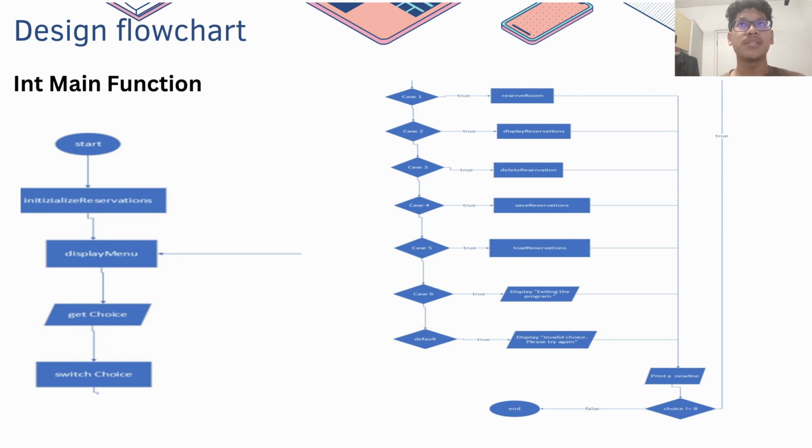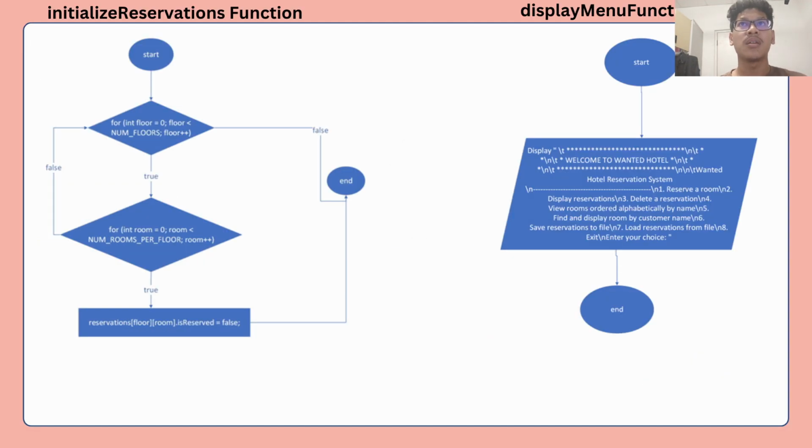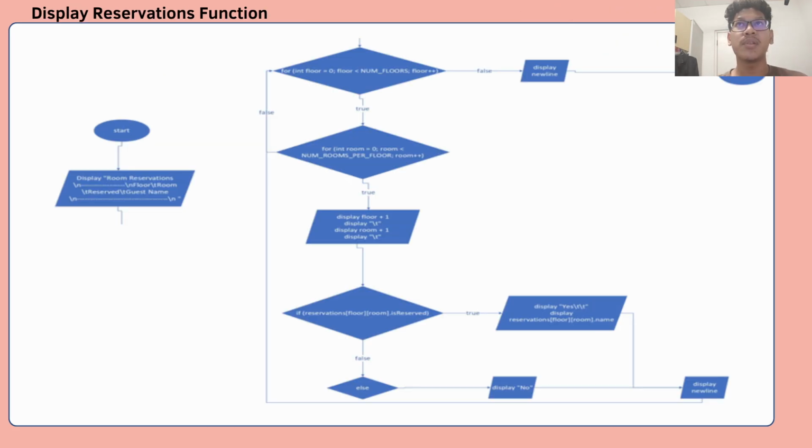So the first function that the user could choose is the initialize function. For the initialize function, we start, and we have 2 loops inside it. Both of them are for loops. The display menu function is used only to display the introduction table in the output. And then for the display reservation function, we have 2 for loops and one if that is used for this function.